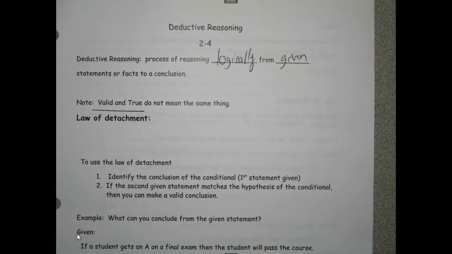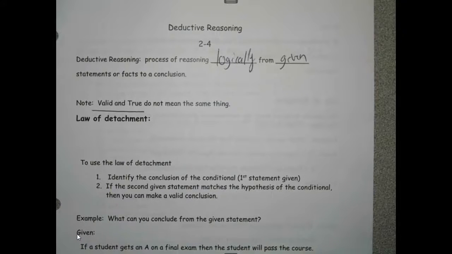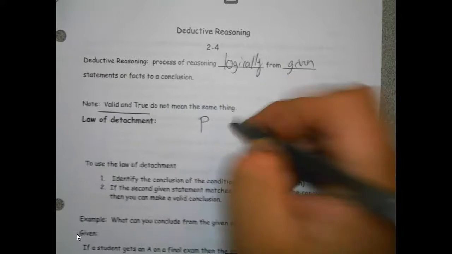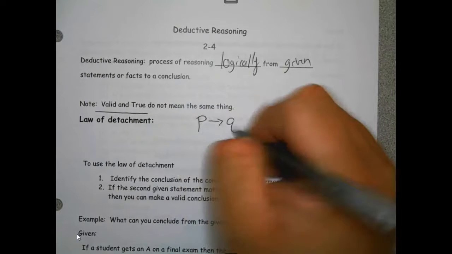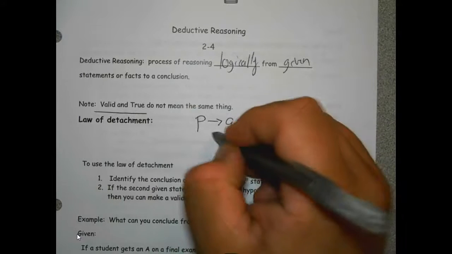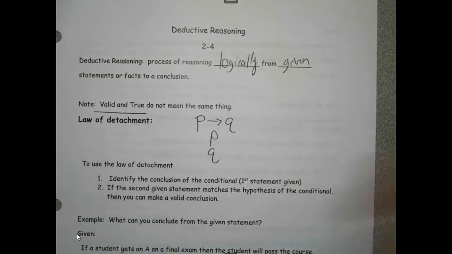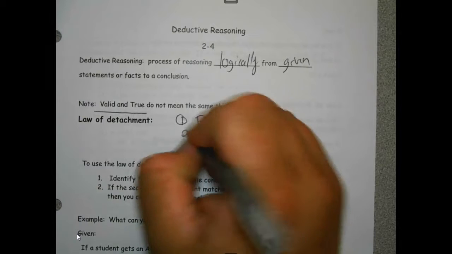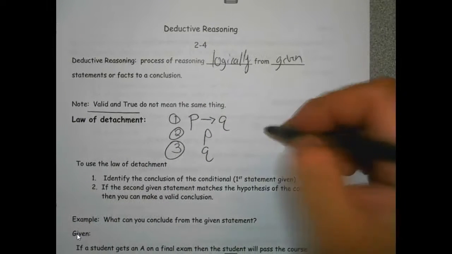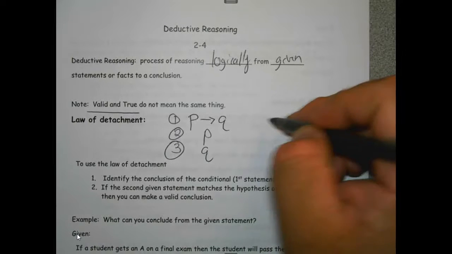Okay? And so the law of detachment states that if P to Q is a valid statement, and P happens, then Q happens. So there's 3 steps to this. And so we're going to use our example from earlier in the week.